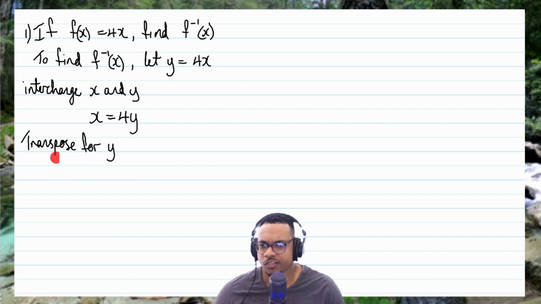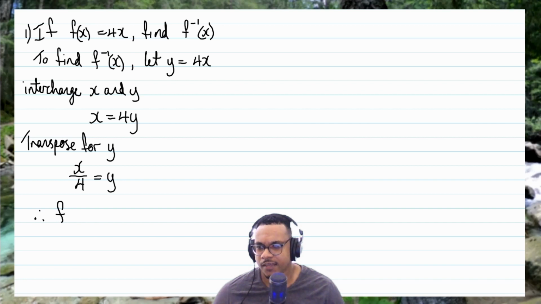And the next step will be to transpose for y. So that means I'm going to make y the subject of the formula. So I have 4 multiplied by y. So I'm going to transfer this 4 across the equal sign, so I can get y by itself. When this 4 goes across, the operation changes from multiplication to division. So I'll have x divided by 4 is equal to y. So therefore, f inverse x is equal to x divided by 4.